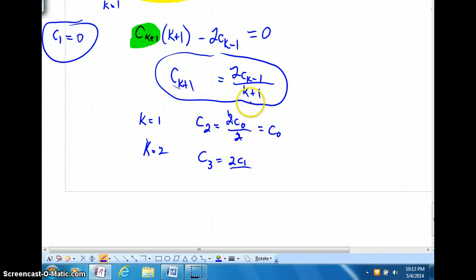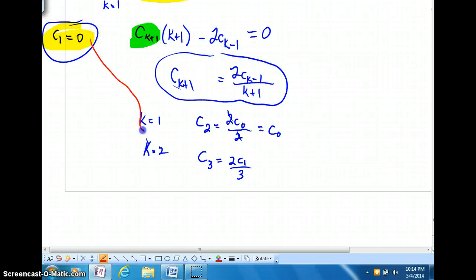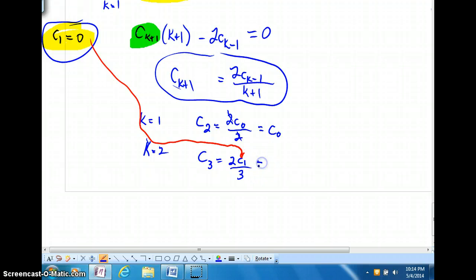All over, well, plugging in k equals 2, 2 plus 1 becomes a 3. Please don't forget, however, that c sub 1 equals 0. We're going to use that information right here and say, okay, that is going to lead us to know that c sub 3 then is going to have to equal 0.